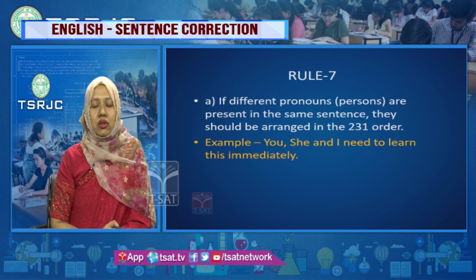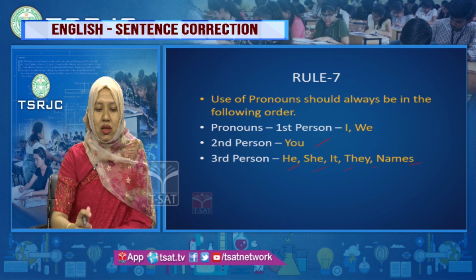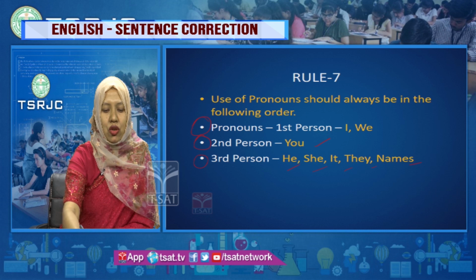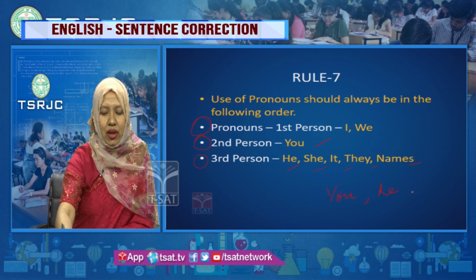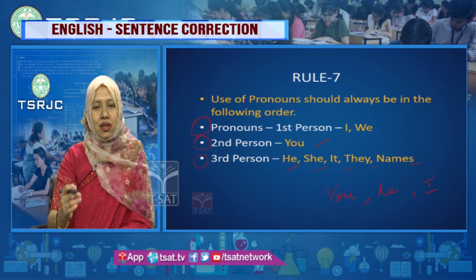If different pronouns or persons are present in the same sentence, they should be arranged in 2-3-1 order. What is the 2-3-1 order? This is the 2-3-1 order. First you will use you, then next you will use he, then you will say I. Remember, 2, 3 and 1 order: second person, third person and first person.